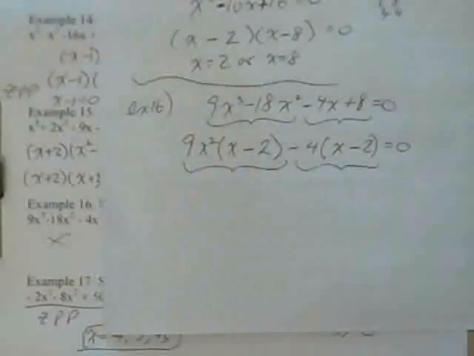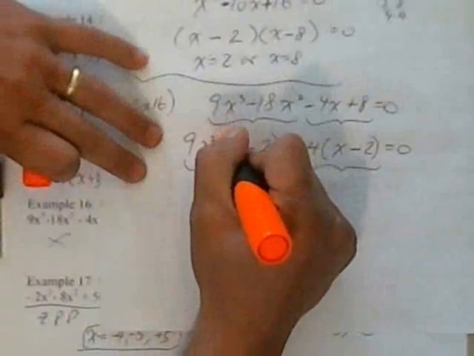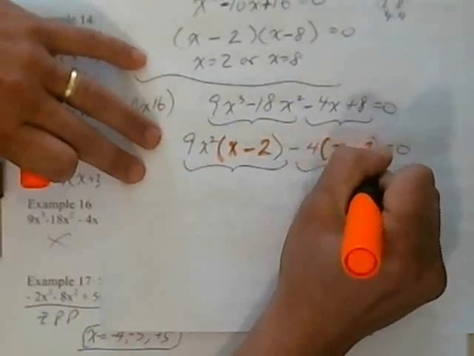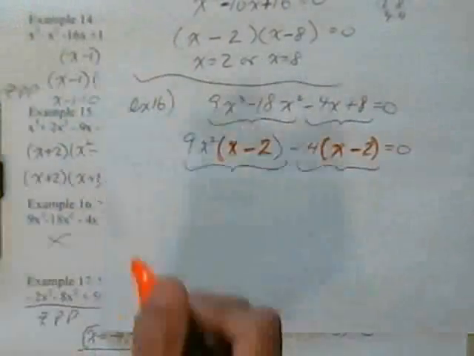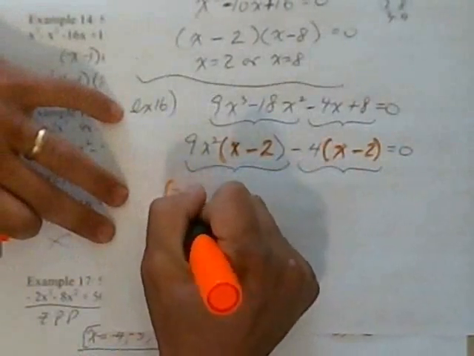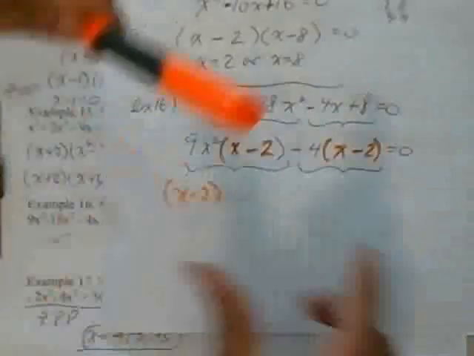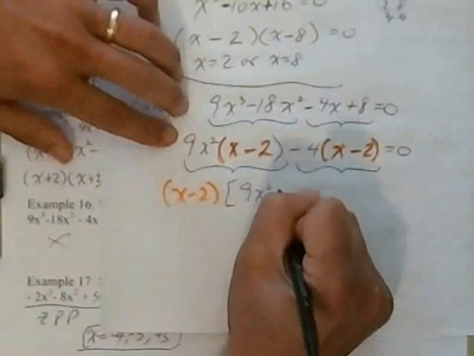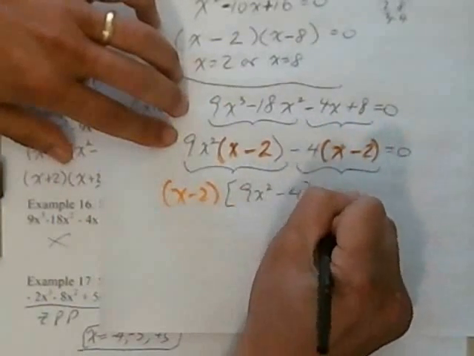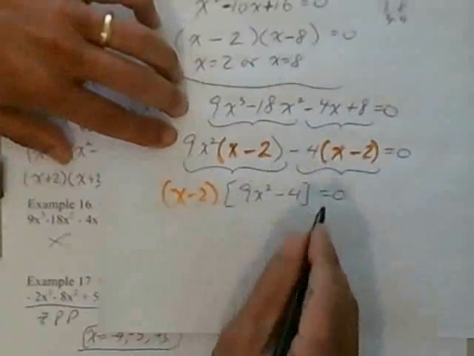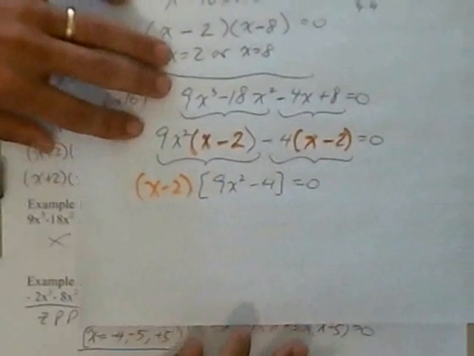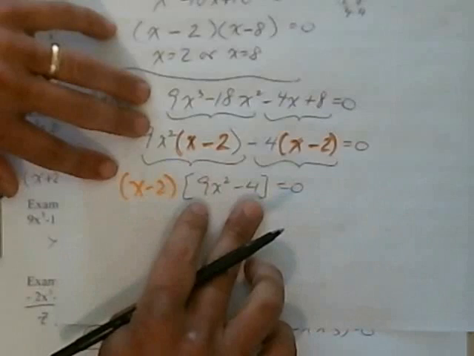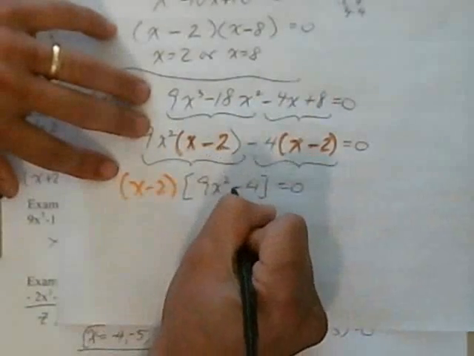What's common? I'm going to highlight it for you again. X minus 2 and then x minus 2. So those are the two common factors. X minus 2. You end up with 9x squared minus 4 equals 0. Notice I put brackets, parentheses, means the same thing. At this stage, do you notice that this is the difference of two squares as well?